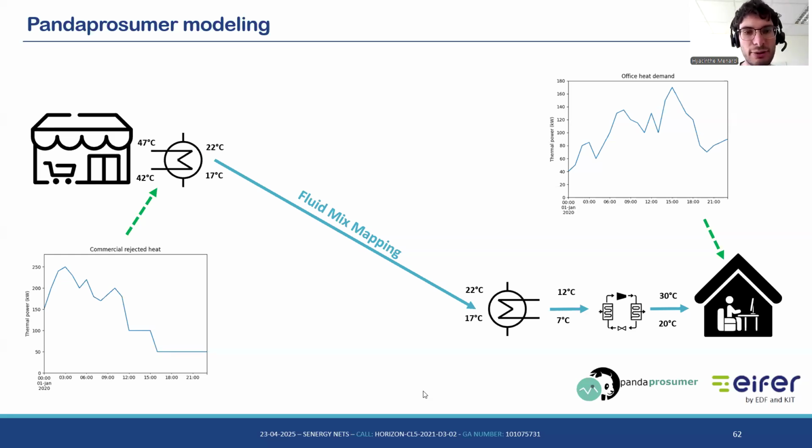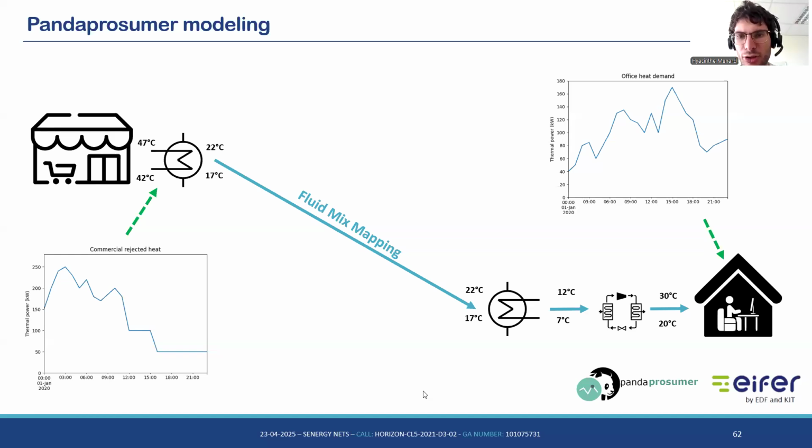Then I'll use the fluid mix mapping scheme in order to represent here the ambient temperature loop and the mapping between the secondary side of the heat exchanger to the hot side, the primary side of another heat exchanger. That would make the link with my heat demand. And then the heat demand, which is a demand for heating the offices, is represented with another time series and is connected to the heat exchanger via a heat pump that allows reaching the demand temperature.